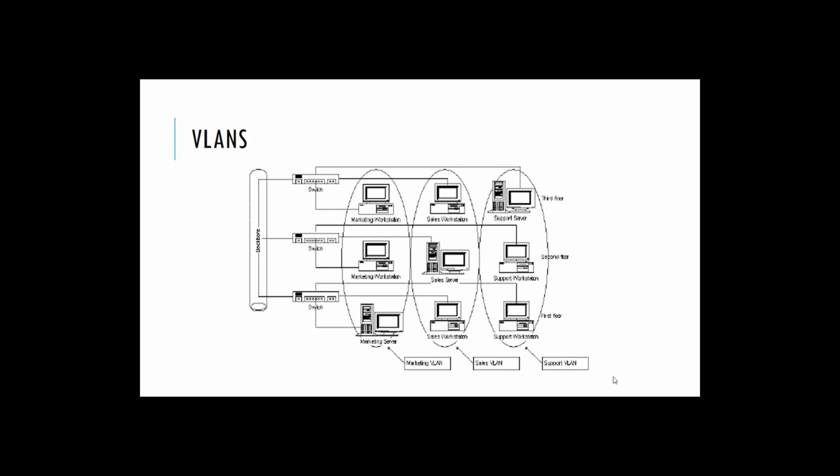Marketing employees need to communicate with each other much more than other employees, so they are placed inside one VLAN. Sales employees the same way, and support employees the same way. Each VLAN is a broadcast domain, so people who need to communicate much with each other are placed on the same VLAN, and people who need to communicate less with each other are on separate VLANs that must pass through the router to be transferred from one VLAN to another.